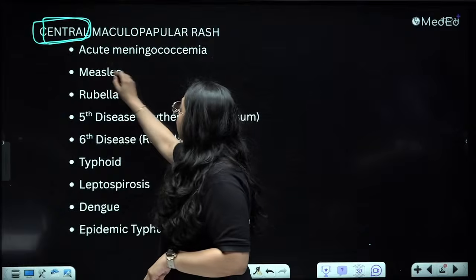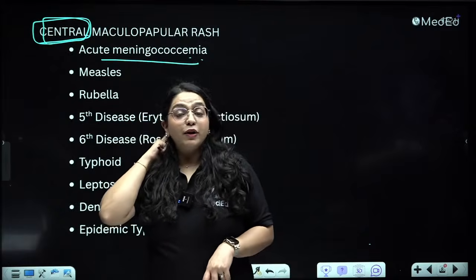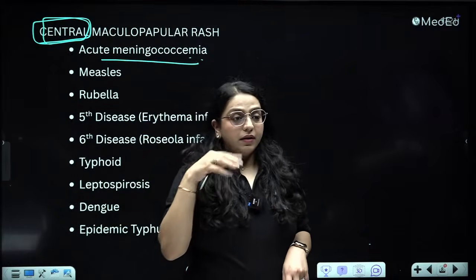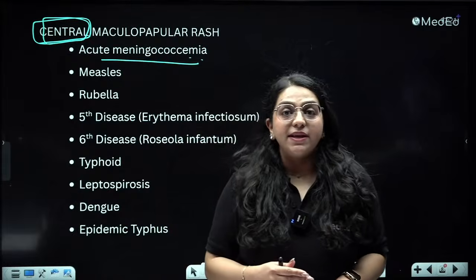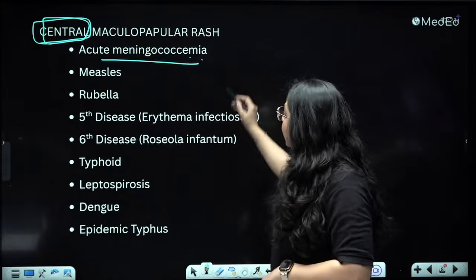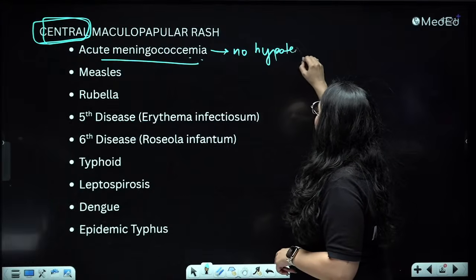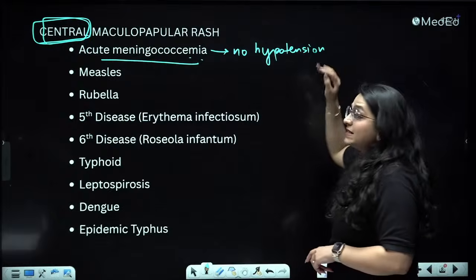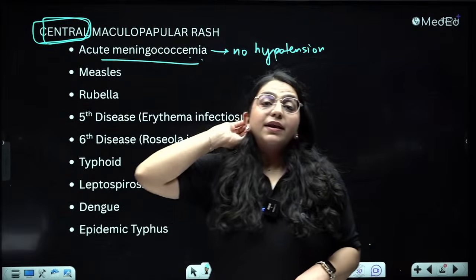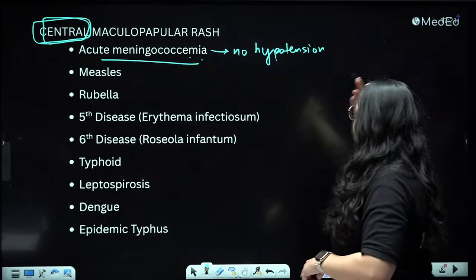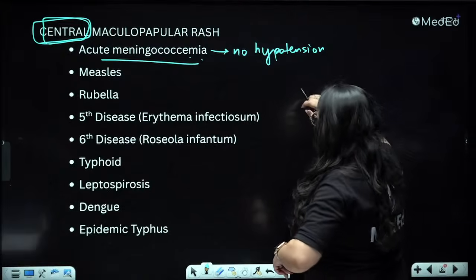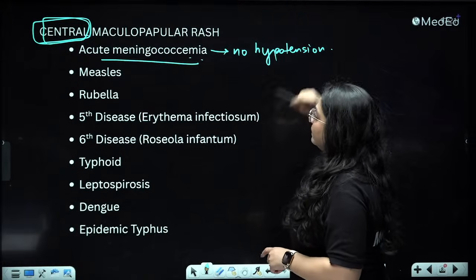I had said acute meningococcemia because of gonococcal meningitis. But how am I able to rule that out? Because the patient is normotensive. There is no hypotension, there is no shock. So it cannot be disseminated gonococcal disease, invasive gonococcal disease. So this can be ruled out.